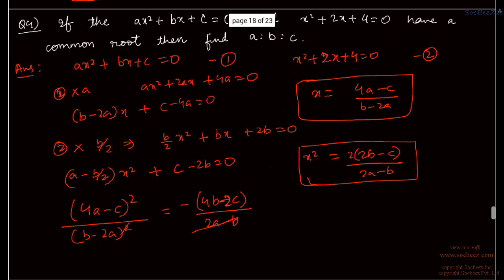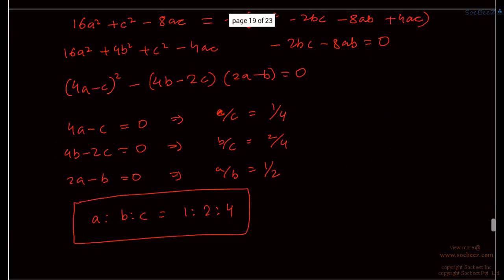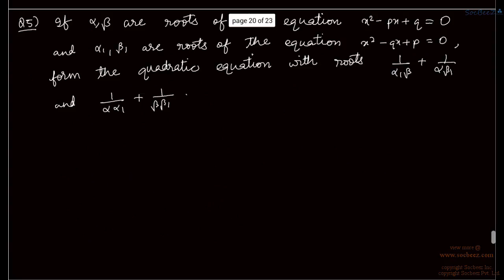Fine. So the question asks for the ratio of a, b and c for the equations to have a common root, and we find that to be 1 is to 2 is to 4. Alright. Now for the fifth question, if alpha beta are roots of the equation x squared minus px plus q equal to 0, and alpha 1 beta 1 are roots of the equation x squared minus qx plus p equal to 0, form the quadratic equation with roots 1 by alpha 1 beta plus 1 by alpha beta 1 and 1 by alpha 1 plus 1 by beta 1.